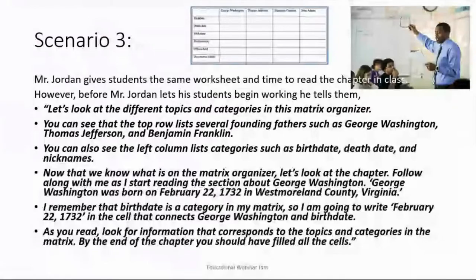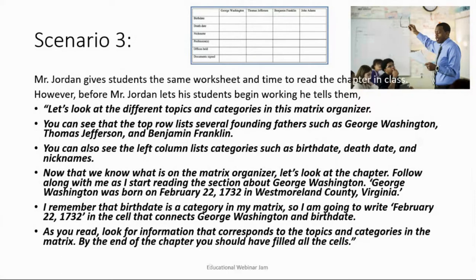I remember that birth date is a category in my matrix. So I'm going to write 1732 in the cell that connects George Washington and birth date. As you read, look for information that corresponds to the topics and categories in the matrix. By the end of the chapter, you should have a completed matrix. So this is all he tells his students. He is giving a lot of instructions on how to work with the matrix organizer and what he is expecting from them, and he also read a little part from the chapter and gave one example.